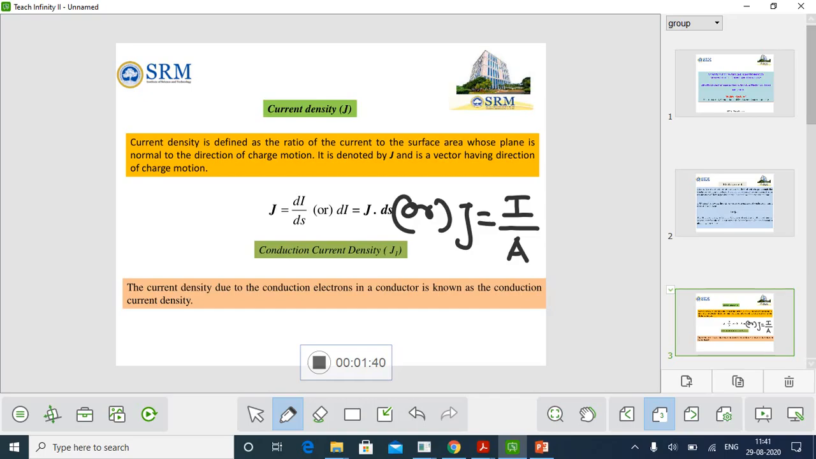Okay, the next topic is conduction current density. Current density, we have two types. The first one is conduction current density and the second is displacement current density. First, we would like to talk about conduction current density, which is represented by the symbol J1. Let's see what is meant by conduction current density. The current density due to the conduction electrons in a conductor is known as conduction current density.